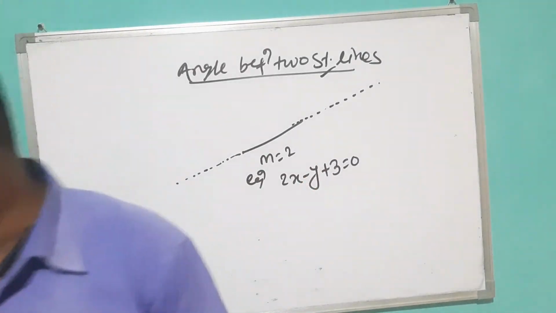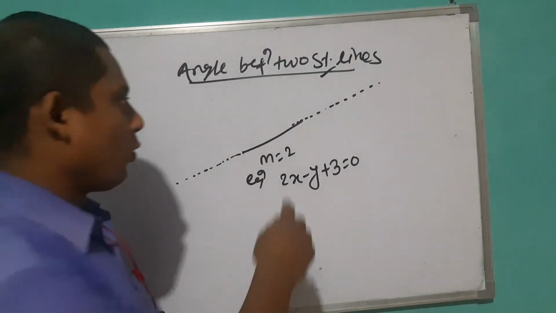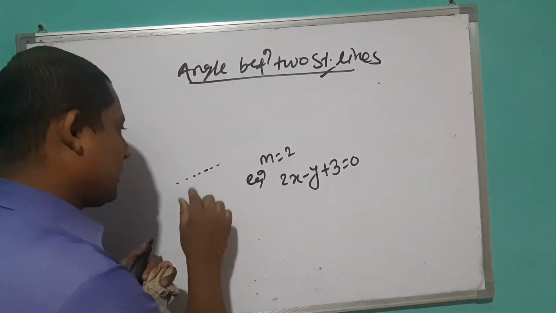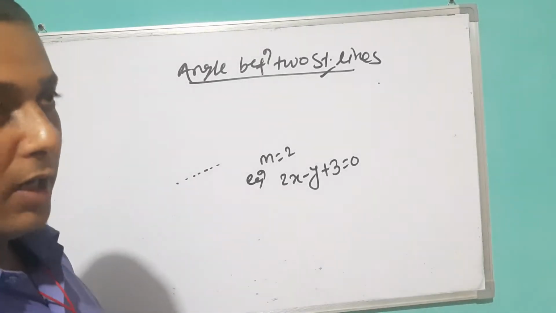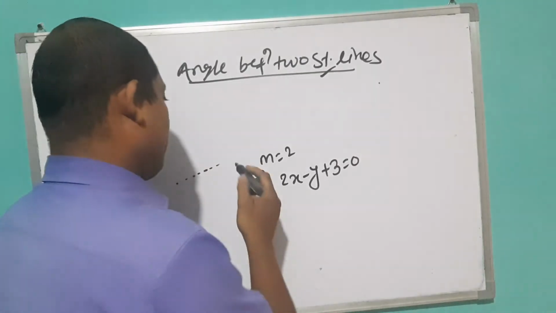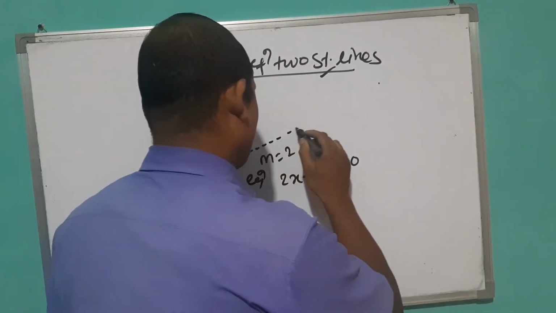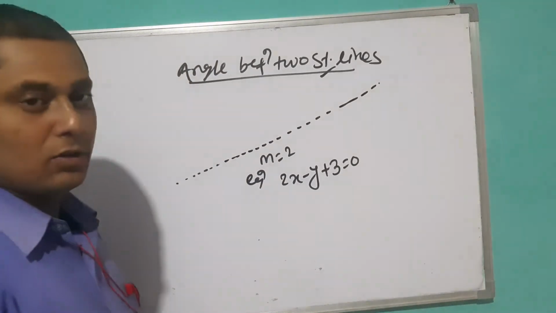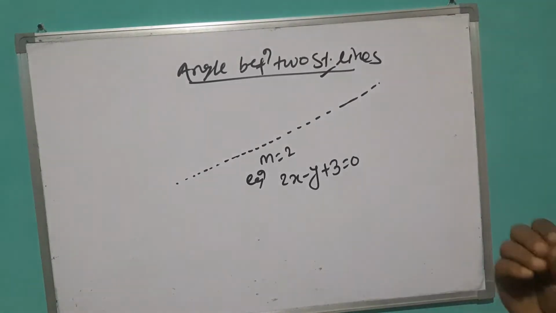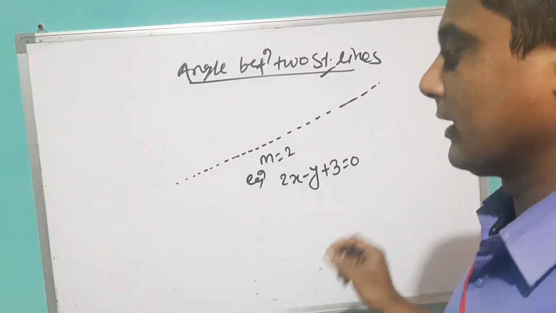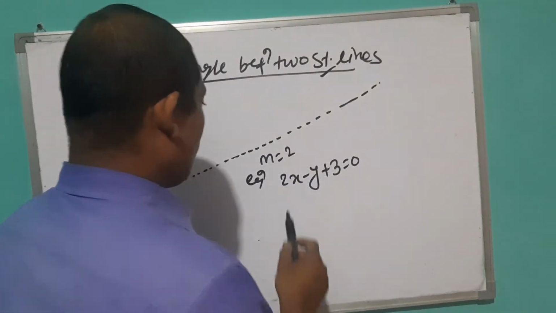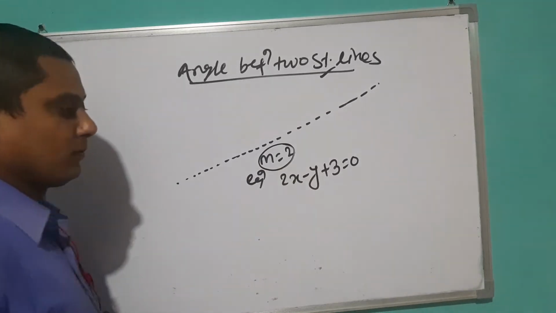Or you can say the slope and equation of this whole line are equal to the slope and equation of this small portion. I mean, the slope and equation of this small portion will be the same as those of this longer portion. So a straight line always has two things that remain the same, that is slope and equation.